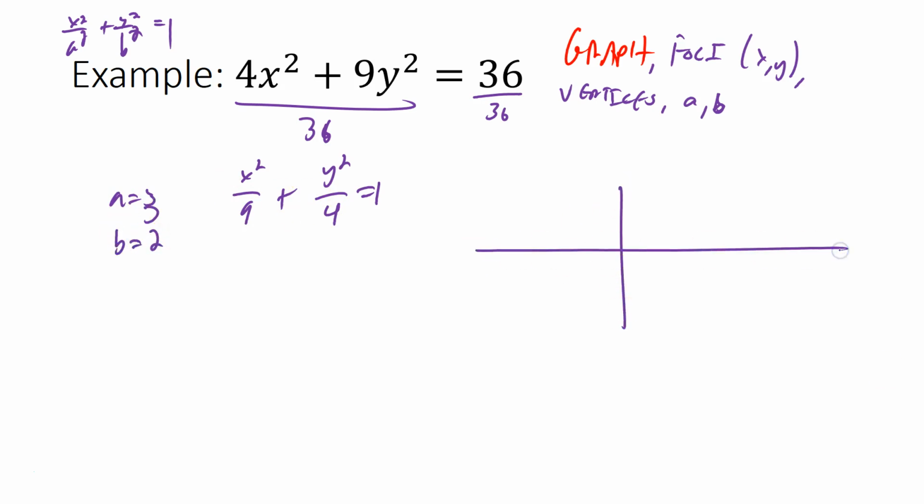Okay. So a is 3, so I'm going to go 3 from the center at 0, 0. I'm going to go 3 to the right. I'm going to go 3 to the left. And then I'm going to go 2 up, and I'm going to go 2 down. And we're going to put our points in there. The vertices then are at negative 3, 0 and positive 3, 0. Those are my vertices because they're in the major axis.